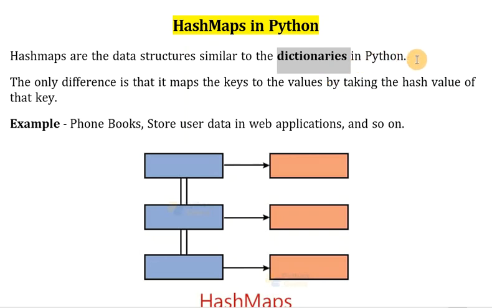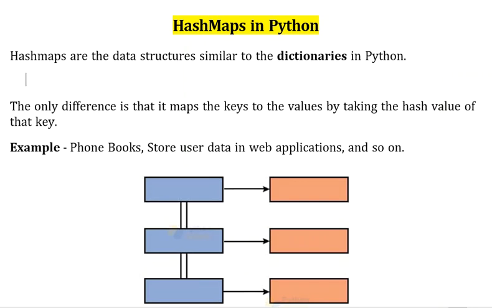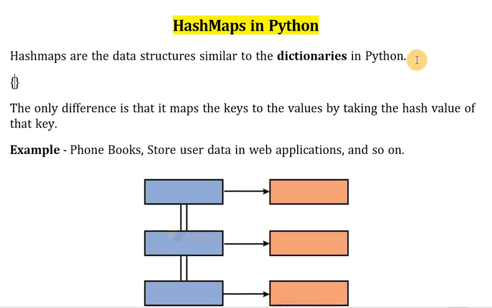Let me give you one example here. In the dictionary, the value we store is in the key value format. Like this we store in the dictionary. So this is the way of storing the value in a dictionary. But in case of a hash map, it is stored in a different way. How does it store? Just showing you here.